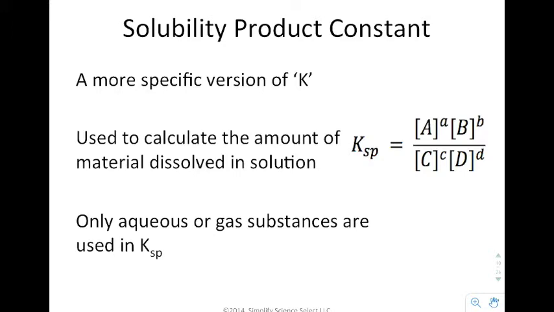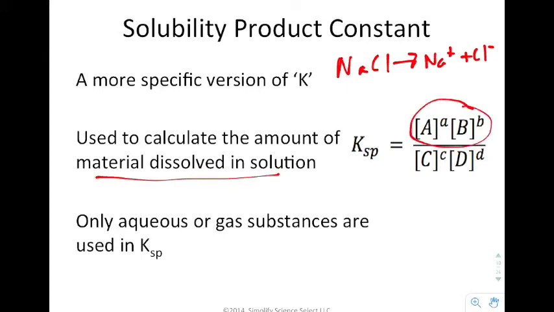because it's looking only at the solubility of a particular substance. So, whenever you write one of these KSP expressions, it is specifically saying, okay, I'm looking at KSP, which means I'm only looking at NaCl going to Na+ and Cl-. It is used to calculate the amount of material that's actually dissolved, because once you calculate this value, it'll show you how much is dissolved and how much is at the bottom.